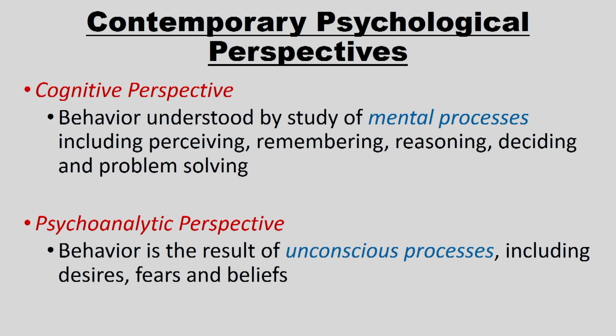Then you have the cognitive perspective, and what is the cognitive perspective? It says that behavior is understood by a set of mental processes including perceiving, remembering, reasoning, deciding and problem solving. If I want to explain a certain behavior, it can also be understood in terms of what a person thinks, how a person perceives something, what the decision making process is in his brain, and based on these processes of thinking, perceiving, and remembering, the person does a certain act.